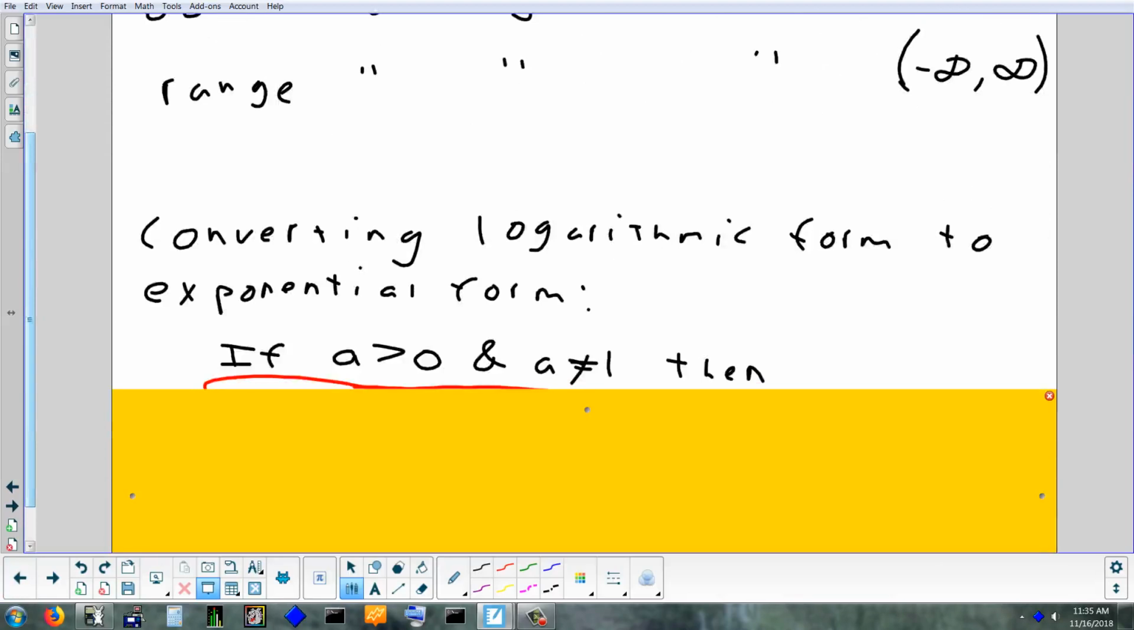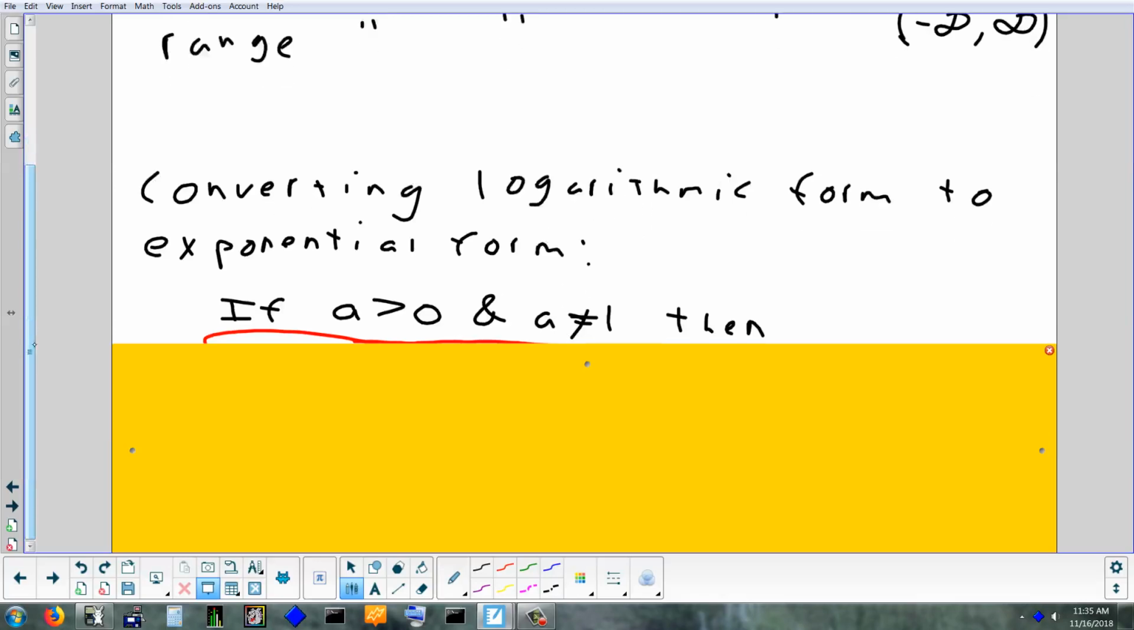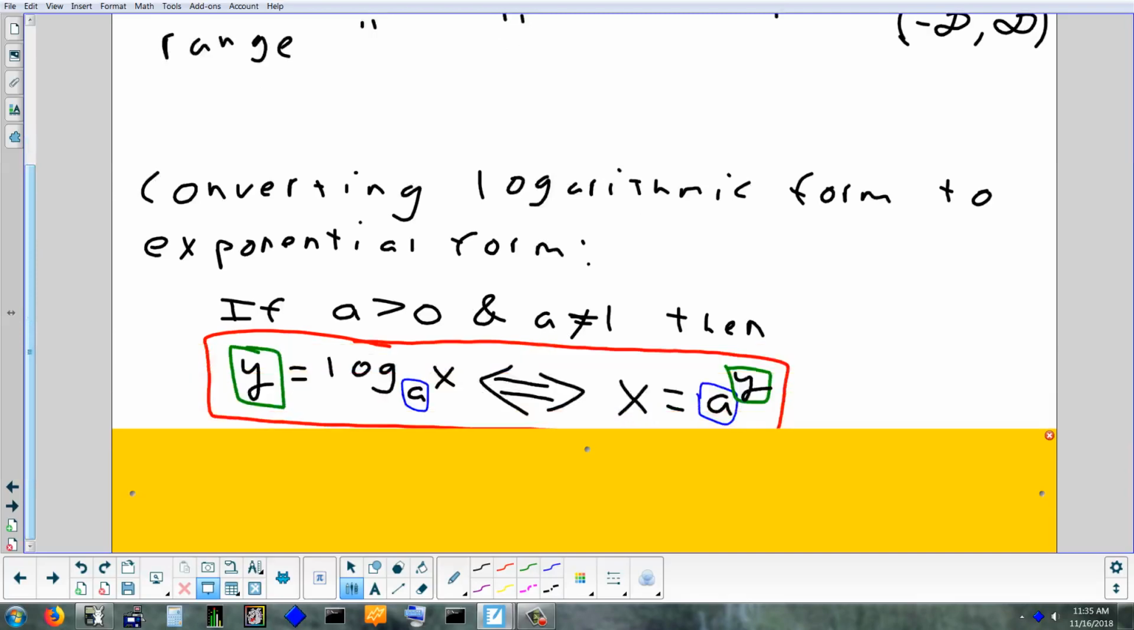So, for what I'm about to show you, I'm going to use a variable. And the variable is going to represent a positive number, but not 1. Okay, so this formula works as long as you have a positive number, but not the number 1. So what you have on the left, that's log form. What you have on the right, that's exponential form.